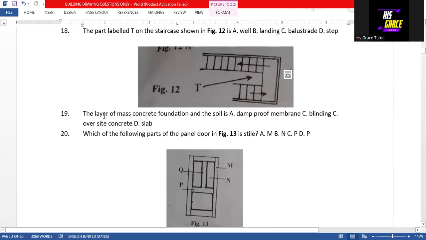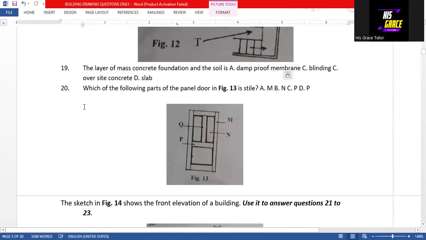Then question 19. The layer of mass concrete for foundation and the soil is an oversized concrete. That is option C is the answer to question 19. Then question 20 says that which of the following part of the panel door in figure 13 is a stile? So looking at this question, the answer is M is a stile. So this part is known as a stile or as part of a door.